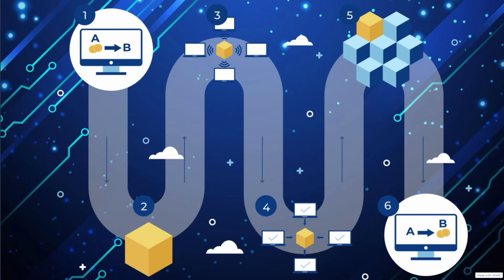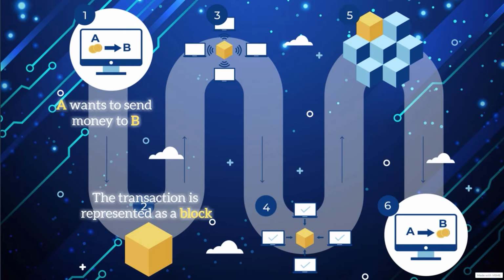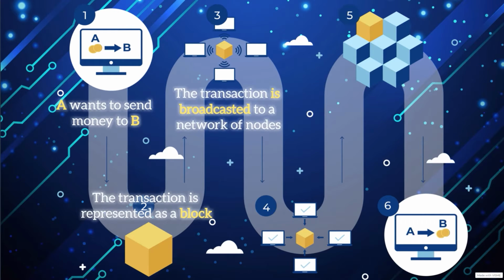Let's say you're making a transaction on the blockchain. You're going to make your first purchase of Bitcoin. The transaction is represented as a block on the chain. The transaction is then broadcasted to a network of hundreds and hundreds of nodes. The network validates the transaction by coming to a full agreement.